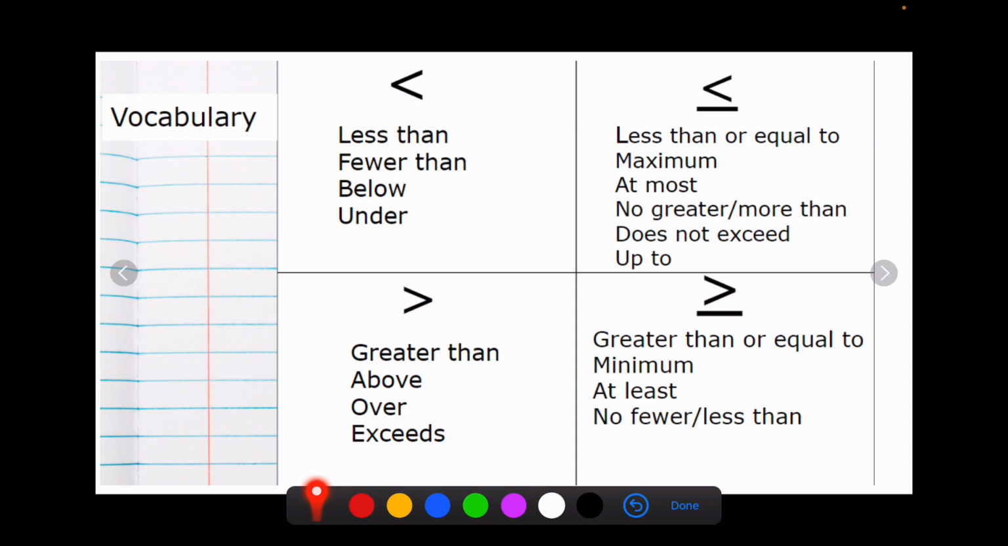So if you do need to pause the video for students to go ahead and write these down, please do so, and then unpause and go to the next slide.